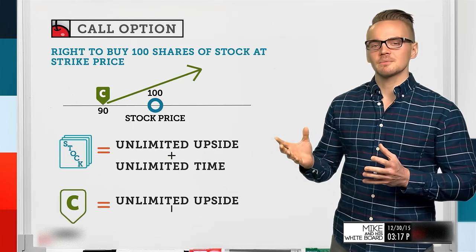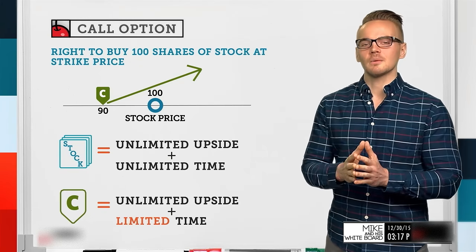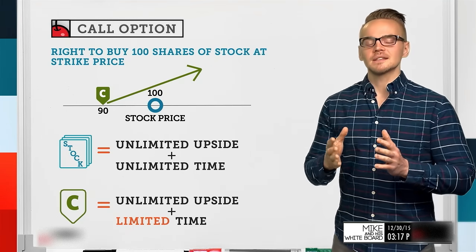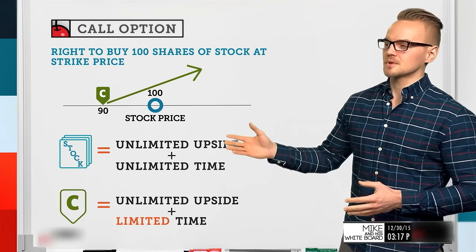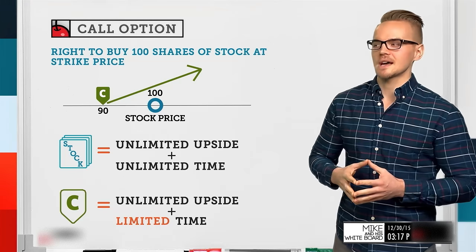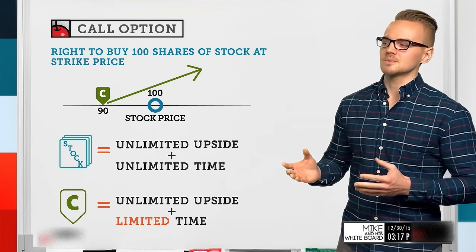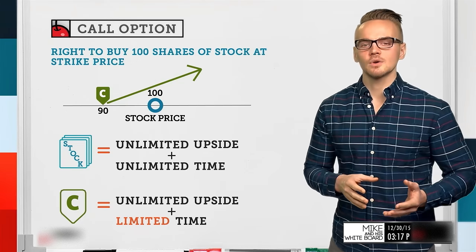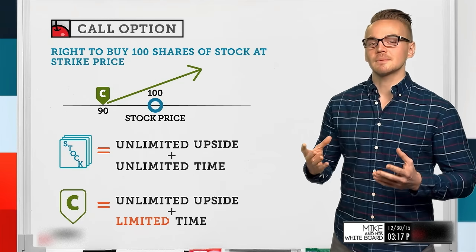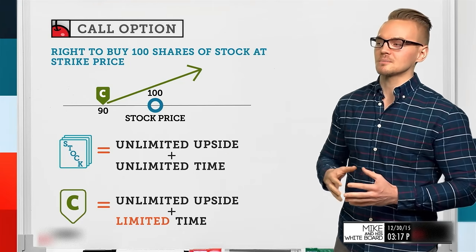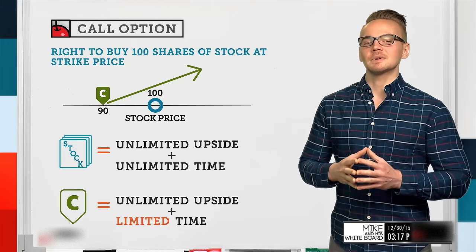A call option is essentially the right to buy 100 shares of stock at a certain strike price. This may all sound pretty foreign to you, but if you understand how purchasing stock works, then it can translate pretty quickly. Instead of buying stock outright, which we see here has unlimited upside and unlimited time involved, we would look at buying a call. A call is essentially the same thing, but it's temporary. So we have unlimited upside when purchasing a call, but we have limited time.